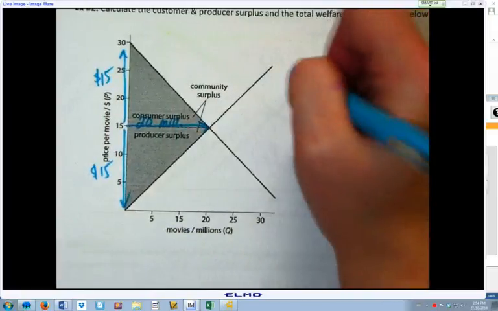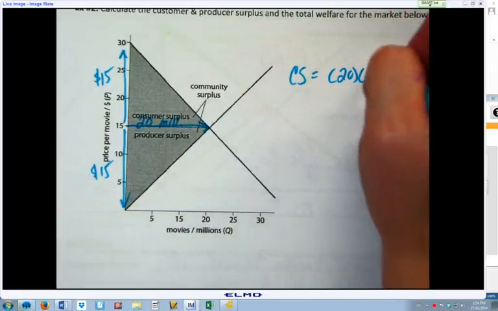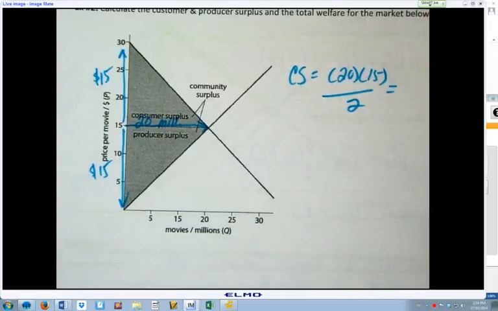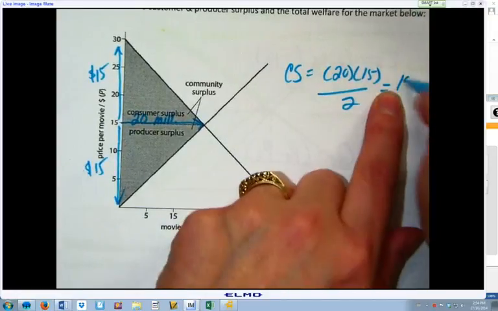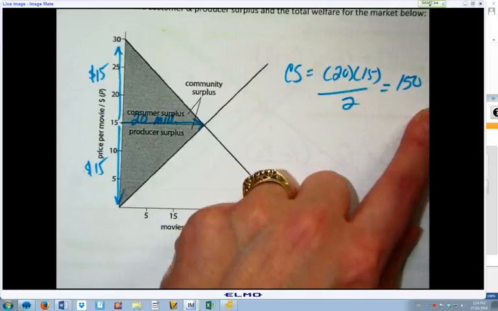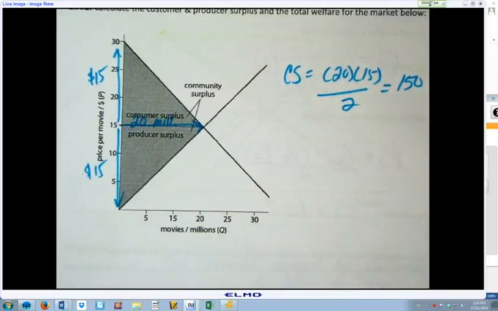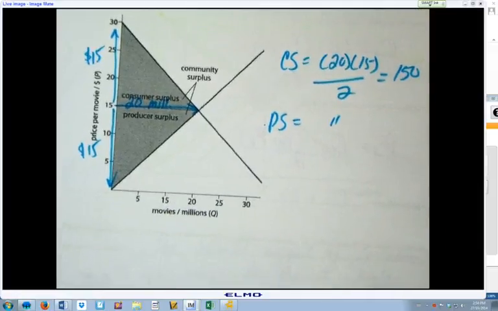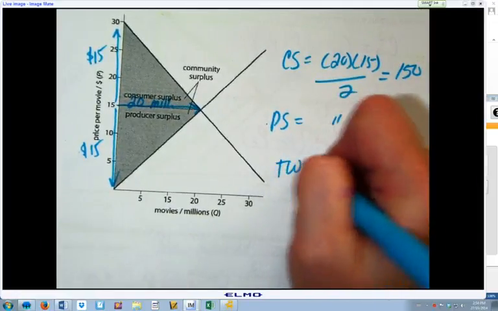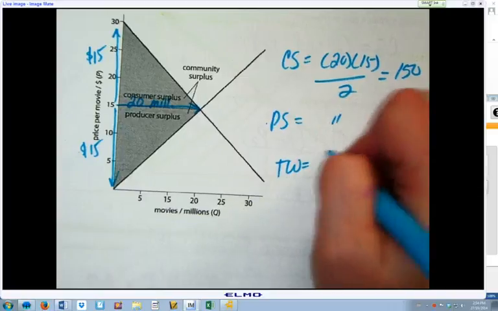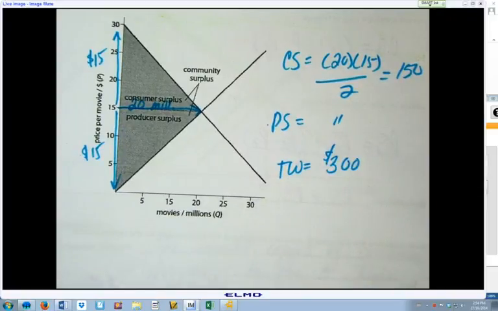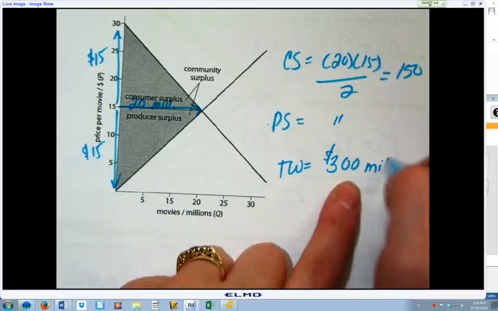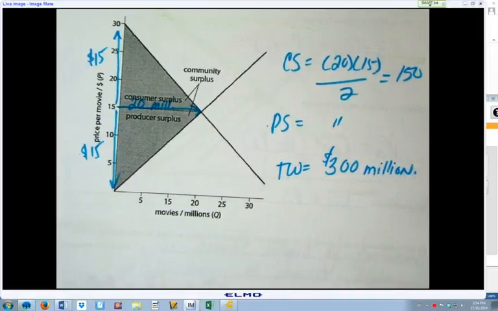Okay, so consumer surplus is going to be the 20 million times the 15 million divided by 2 gave us million. What about producer surplus? Exactly the same. Total welfare? 300, Oh, okay, yeah, it was right. But 300 dollars. Million. That's a lot of money.